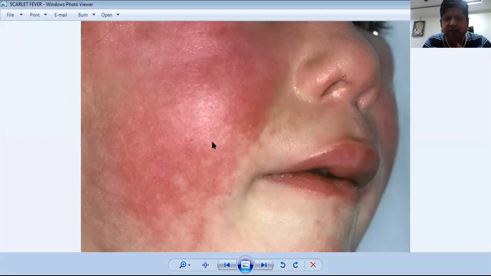In scarlet fever, which is caused by streptococcal bacteria, a gram-positive bacteria, penicillin is found to be very, very effective. And one of the symptoms of scarlet fever is rashes. This kind of red colored rash will be developed on the chin especially. So that is one thing.